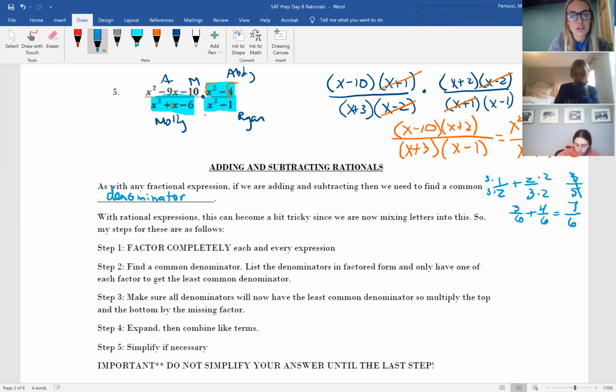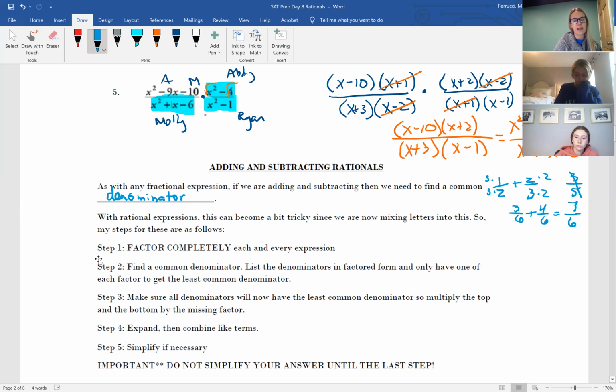So with rational expressions, it can get a little dicey because now we're putting letters and stuff in and adding and subtracting. So this is how I do these.